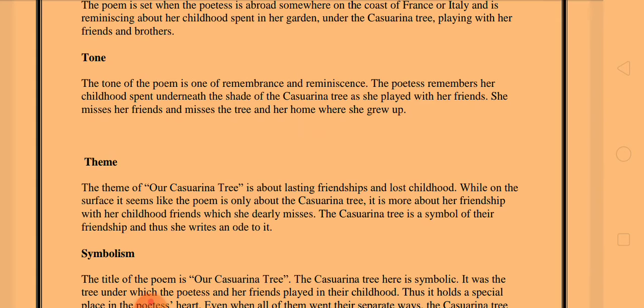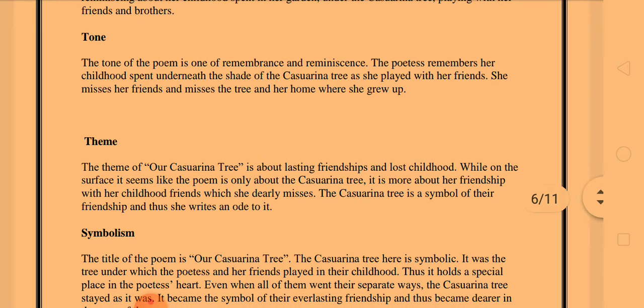The theme of Our Casuarina Tree is lasting friendship and lost childhood. While on the surface it seems like the poem is only about the casuarina tree, it is more about her friendship with her childhood friends or her siblings, which she dearly misses. The casuarina tree is a symbol of their friendship, and thus she writes an ode to it. So she immortalizes the casuarina tree by way of this poem.